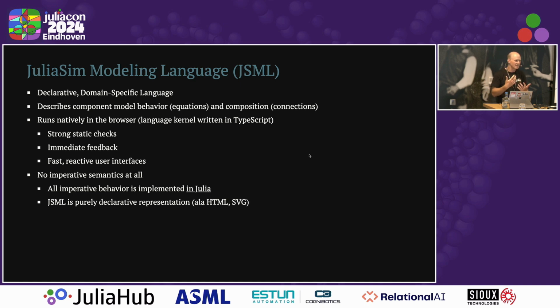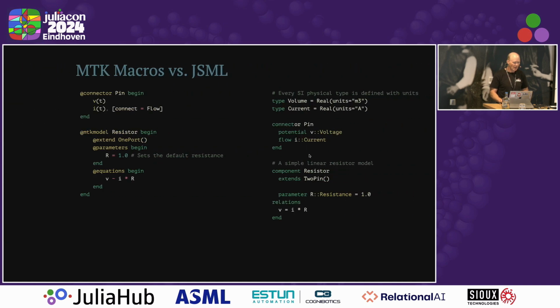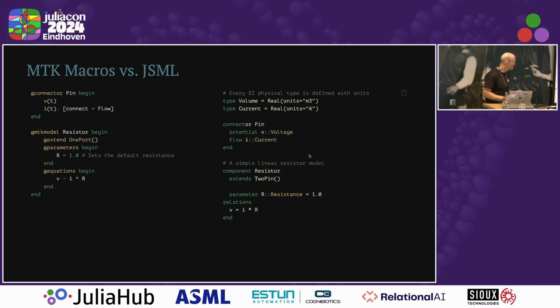So JSML, the closest analogy I can describe here is that JSML is like HTML or XML or something. It's just trying to capture the representation of a very specific domain. So here are some examples. So you have the MTK macros on the left. You have the JSML code on the right.